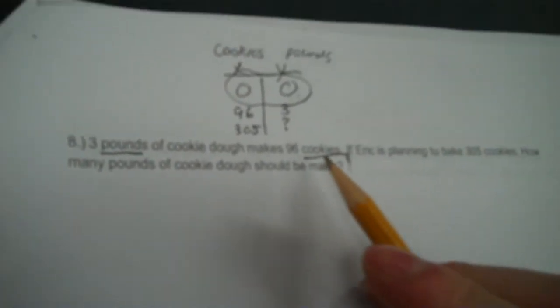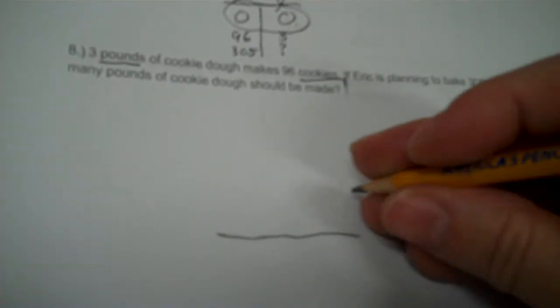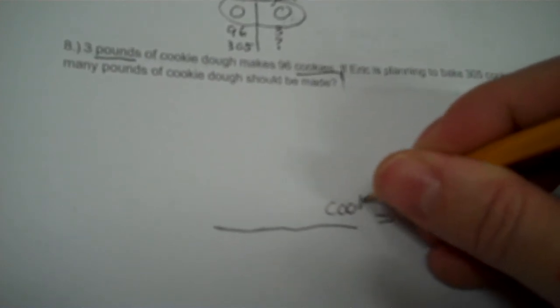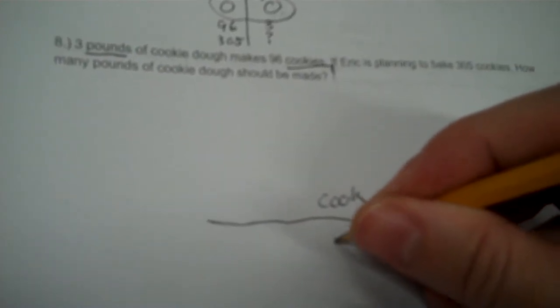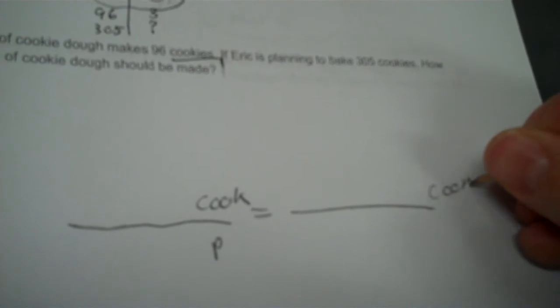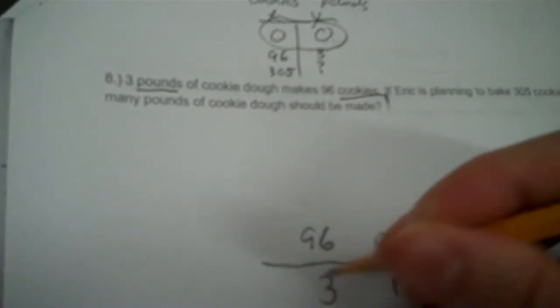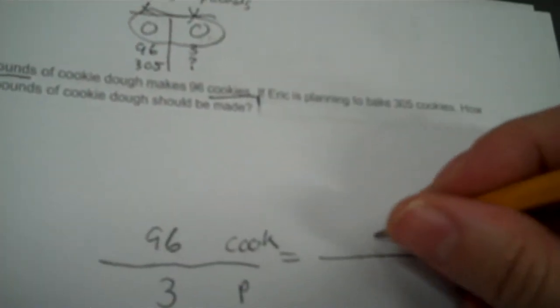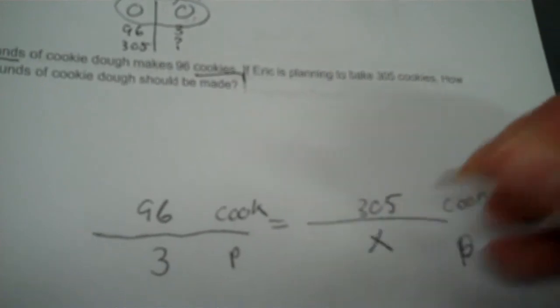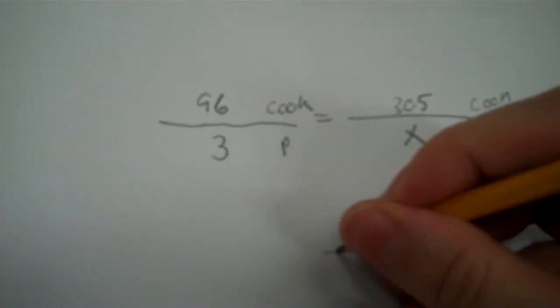They're proportional. And you got cookies and pounds. It doesn't matter what. If there's no time unit, it doesn't matter what goes on top or bottom. Cookies and pounds, cookies and pounds. So I know we got 96 cookies, and it takes 3 pounds of cookie dough. And I have 305 cookies. I want to know how many pounds of cookie dough.